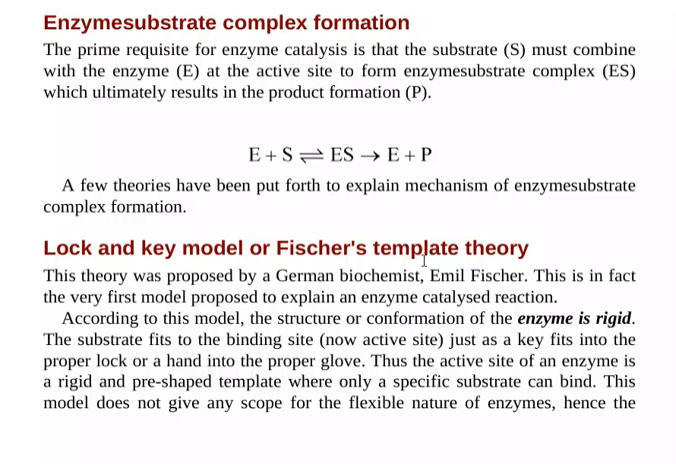Now let's understand the models of enzyme kinetics. As we know, the enzyme binds with the substrate to form the enzyme substrate complex, and it will produce some product, like E plus P. So this is a reversible reaction, then E plus P, the product. A few theories have been postulated to explain the mechanism of enzyme kinetics or the enzyme substrate complex mechanism. Number one is the lock and key model, or Fischer's template theory.